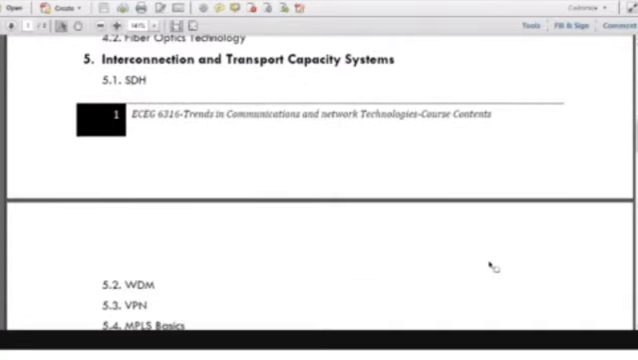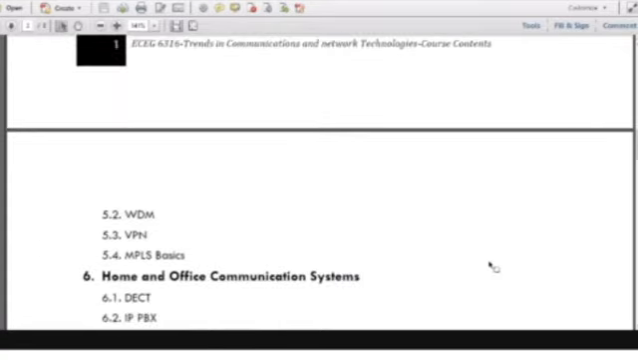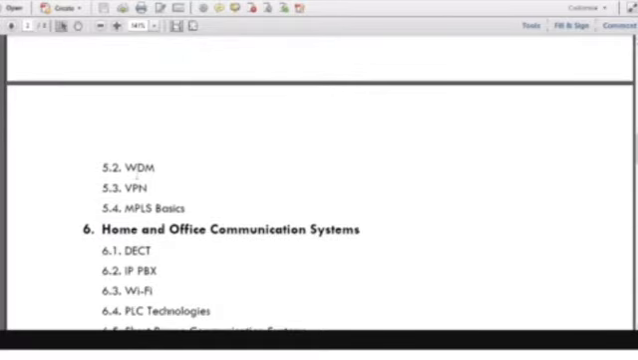synchronous optical network. SONET operates with WDM. As you know, WDM is the basis for SONET operation, wavelength division multiplexing. VPN and MPLS will also be mentioned. MPLS is multi-protocol label switching.